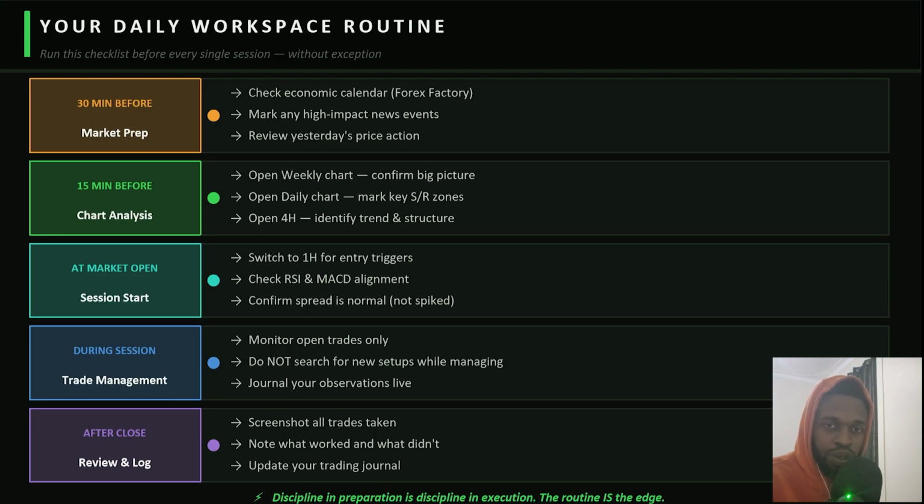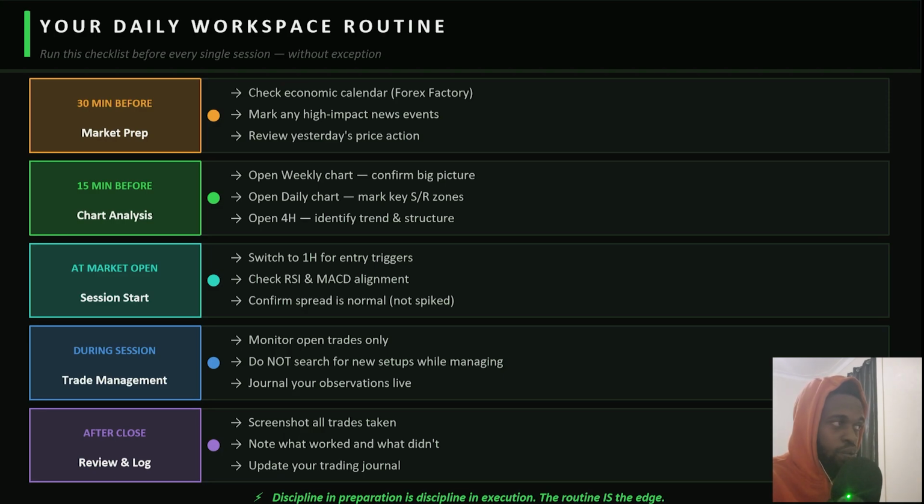These are the days you should avoid trading if you're not a news trader, such as CPI and NFP, those highly volatile market days. There's usually bloodshed. So mark any high impact news, as we said, NFP, CPI. You can review yesterday's price action to see where you're going today.